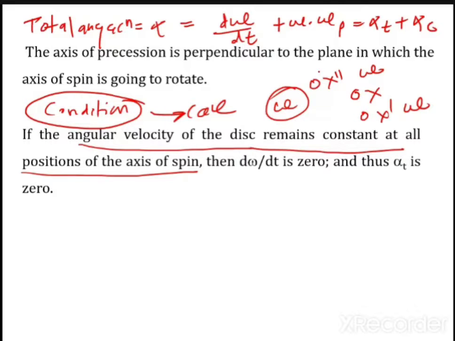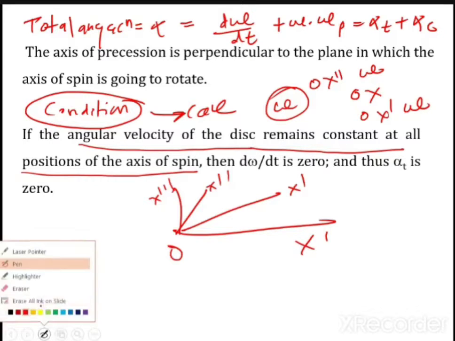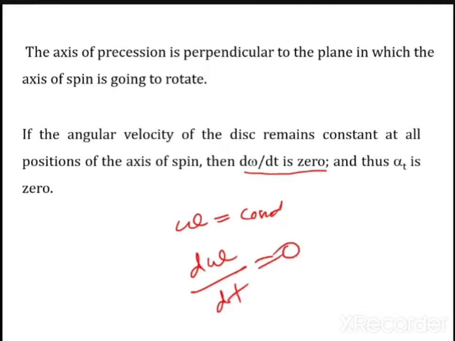Whatever the position of your axis of spin OX changes to, OX, OX dash, OX double dash, or maybe OX triple dash, whatever will be the position, this omega is constant. If it remains constant, then this d omega by dt will be 0. Because there is no change; if your omega is constant, the rate of change d omega by dt will be 0. And what is alpha t? Alpha t is nothing but d omega by dt, so that will be equal to 0.